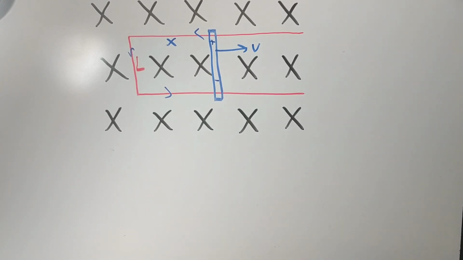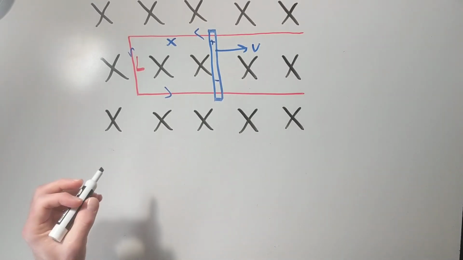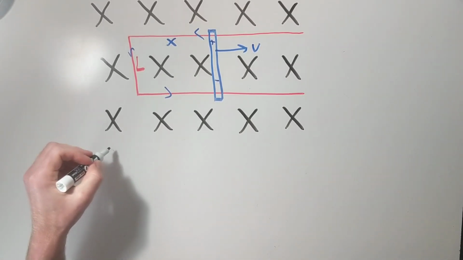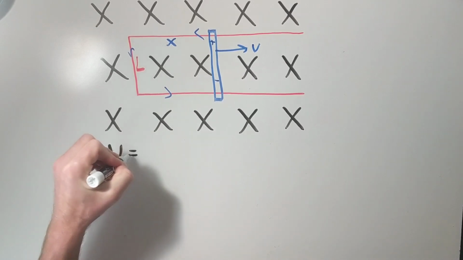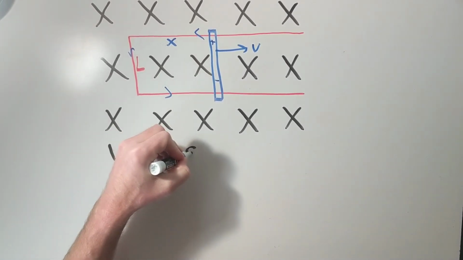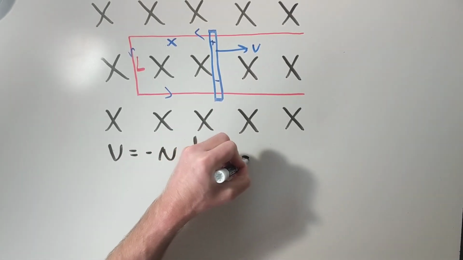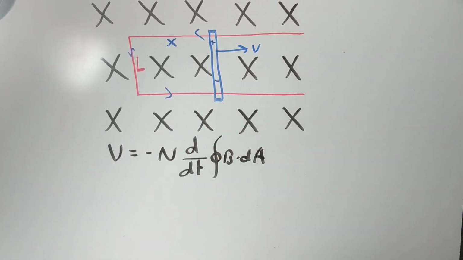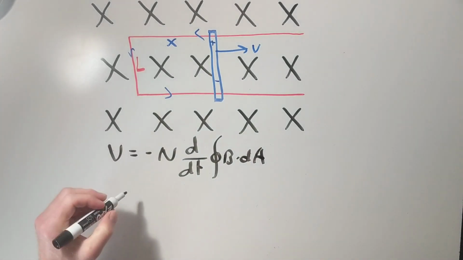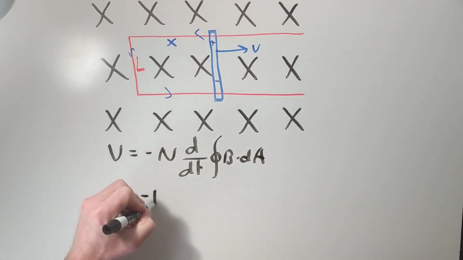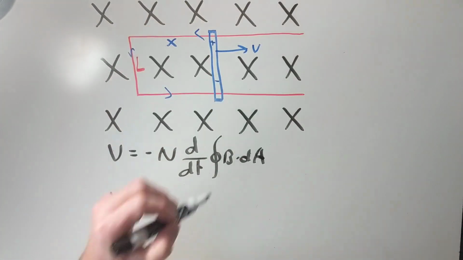But how do we find out how much voltage is actually generated? Well, we can go back to Faraday's law. Faraday's law says that the voltage generated is negative N, the derivative of the flux. But this turns out not to be very difficult because all the pieces here are things we already know. So the voltage then is negative 1. We only have one loop here.